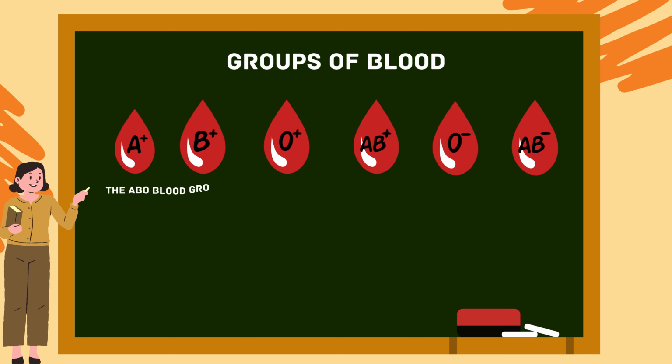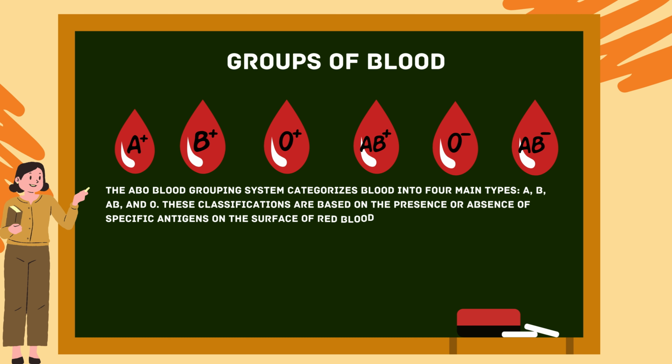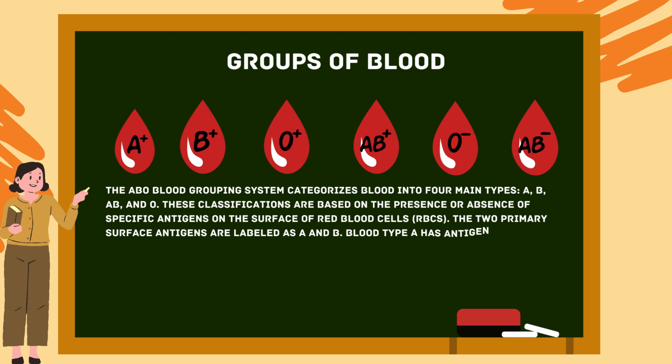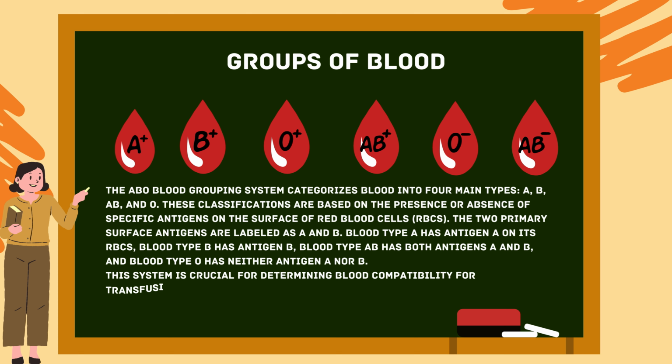Next is groups of blood. The ABO blood grouping system categorizes blood into four main types: A, B, AB, and O. These classifications are based on the presence or absence of specific antigens on the surface of red blood cells, RBCs. The two primary surface antigens are labeled A and B. Blood type A has antigen A on its RBCs, blood type B has antigen B, blood type AB has both antigens A and B, and blood type O has neither antigen A nor B. This system is crucial for determining blood compatibility for transfusions and plays a significant role in medical procedures and treatments.